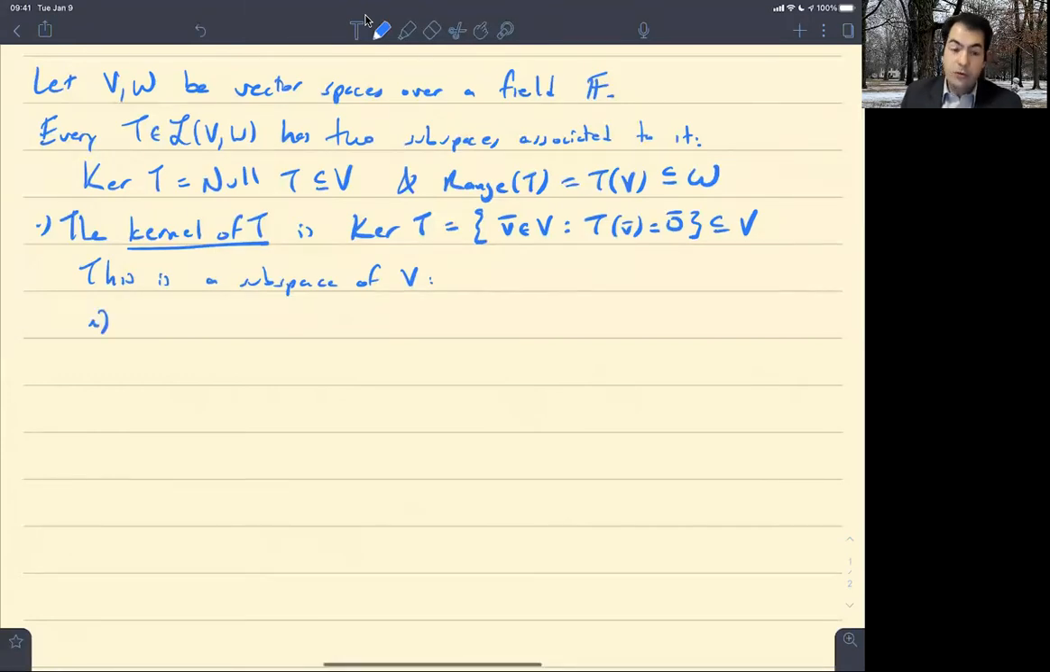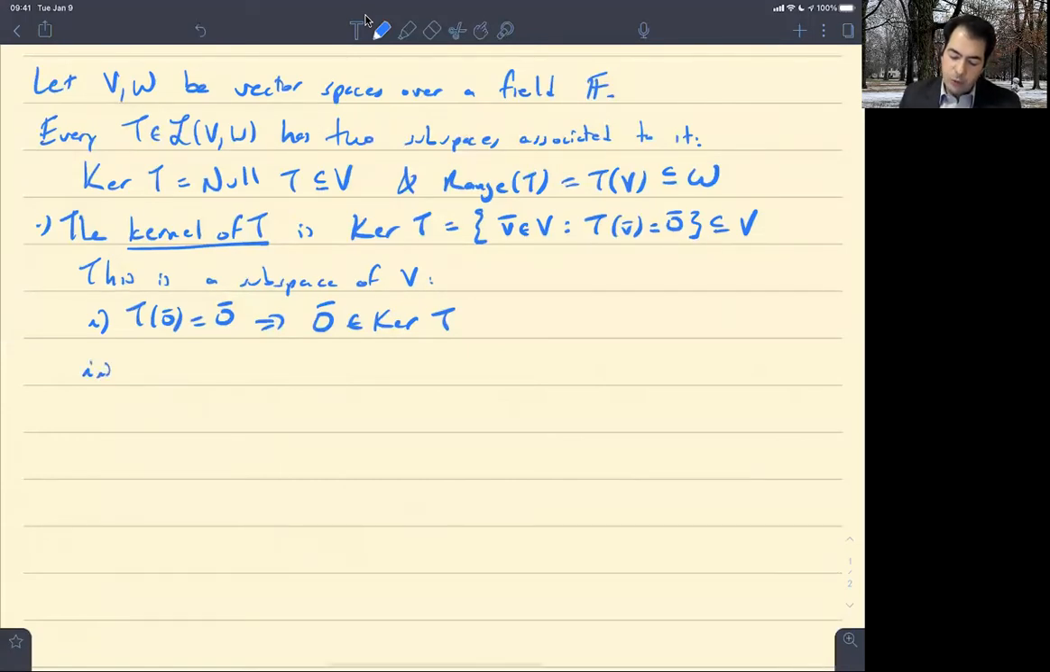First, we need to check that it contains the 0 vector, right? But T of 0 is 0. Notice that here, this 0 lives inside the vector space V, and this 0 sits inside the vector space W, right? So the kernel of T are all of the vectors that T sends to the 0 vector in W. And this equation shows that the 0 vector in V gets sent to the 0 vector in W. So this tells us that the 0 vector in V is inside the kernel of T.